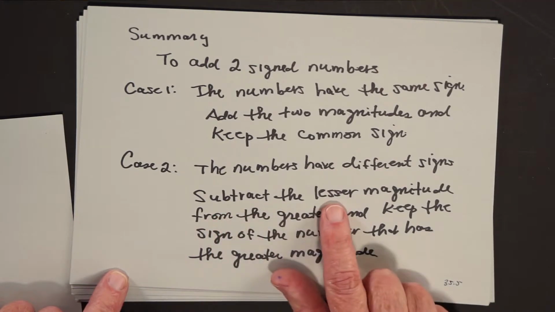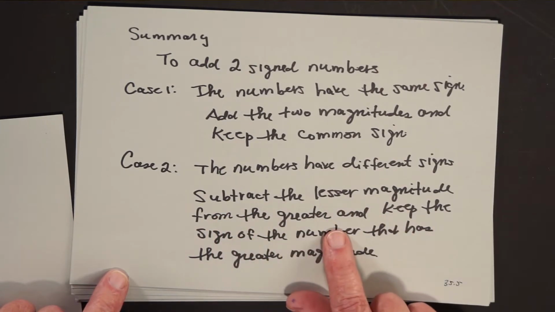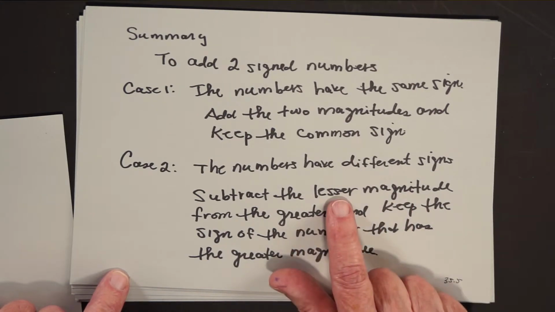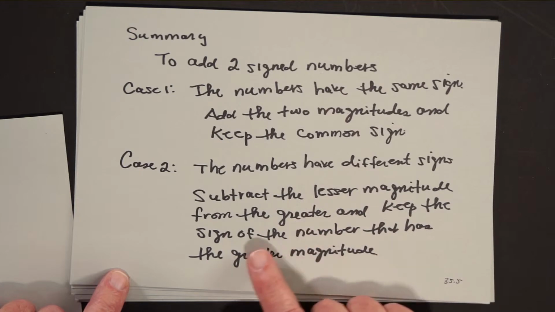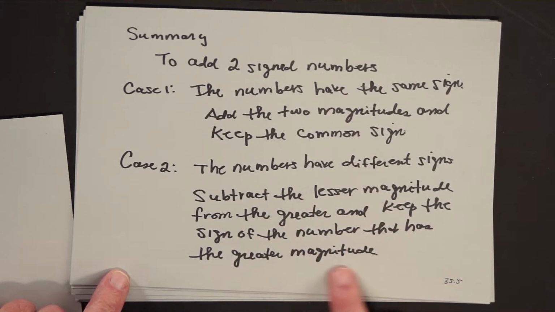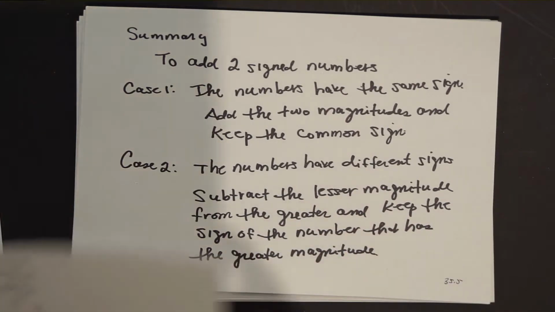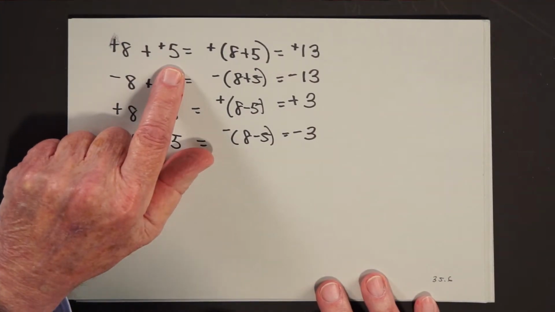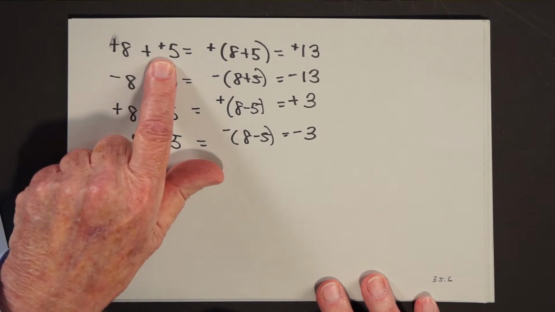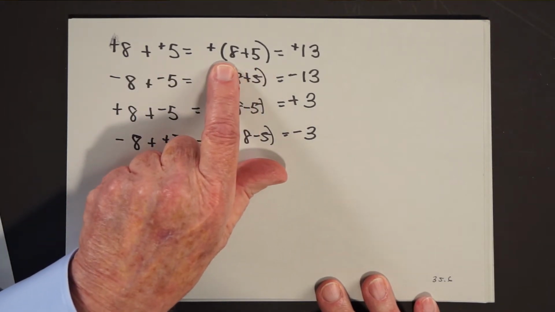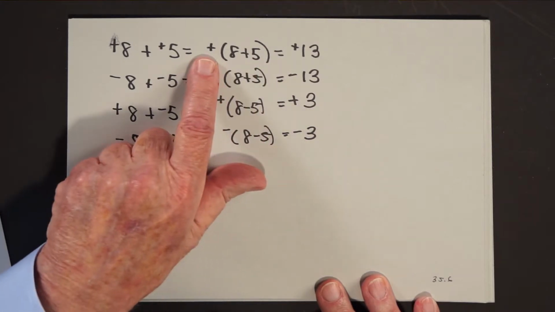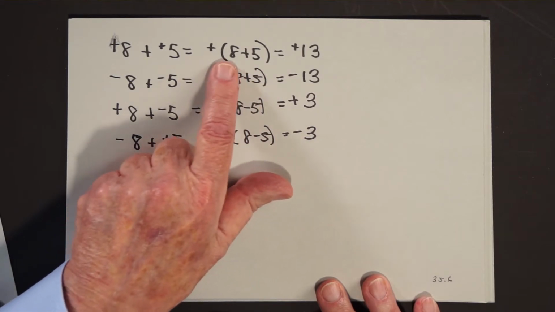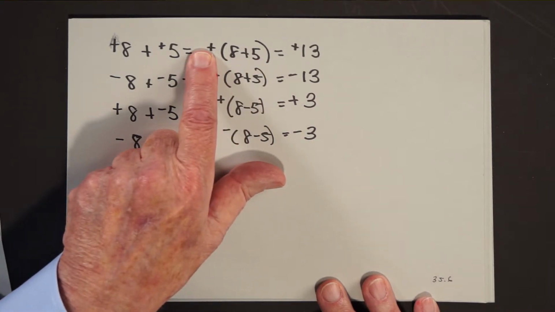In that case, subtract the lesser magnitude from the greater, and notice that the magnitudes are always positive numbers, so you're always subtracting the smaller from the greater, but you keep the sign of the number that has the greater magnitude. So if we want to summarize this briefly, if you're adding positive 8 and positive 5, the numbers have the same sign, right? So you simply add the magnitudes, that's the 8 plus 5, and keep the common sign. I just separated this way so you could see it. I'm adding the 8 plus the 5, then keeping the common sign.